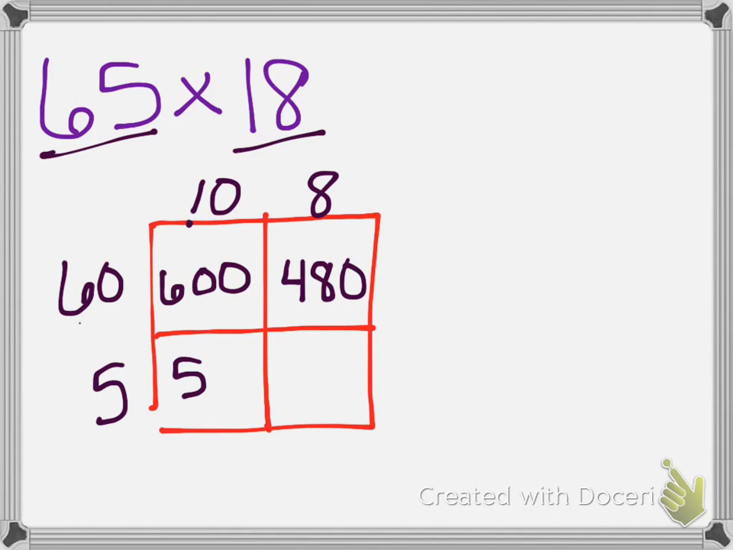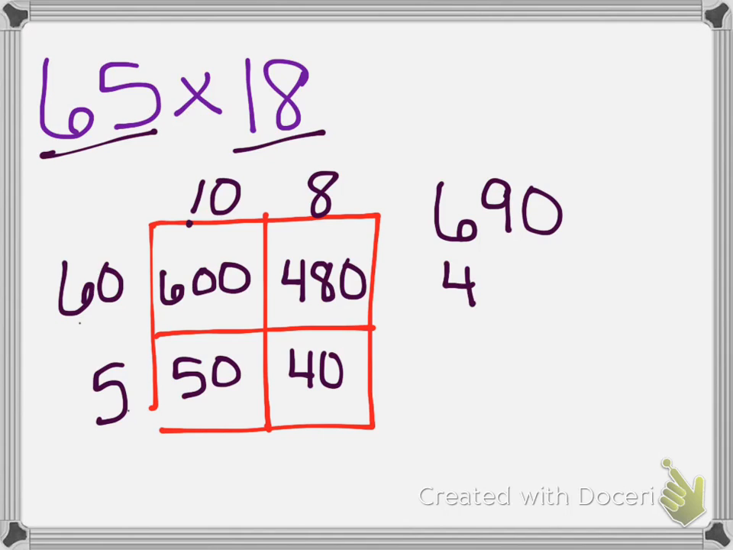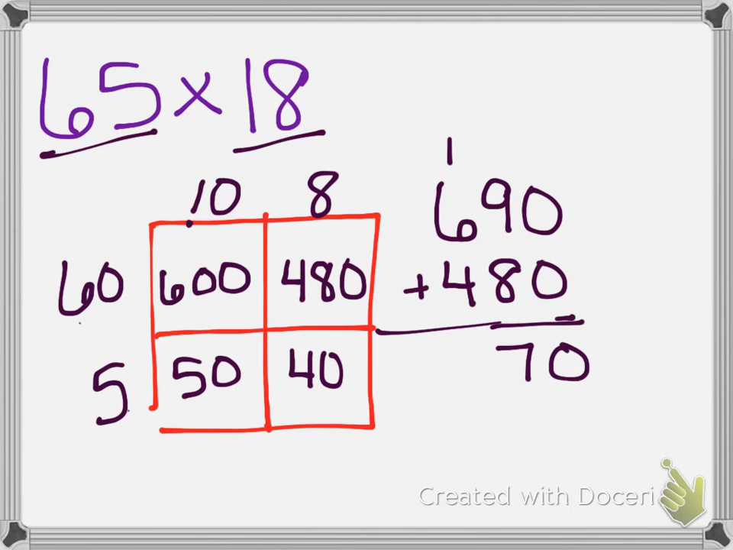5 times 10 is 50, and 5 times 8 is 40. Add all those up again. I can put some together, so I might put my 650 and the 40 together to get 690, and then add the 480. And then you get your final product there.